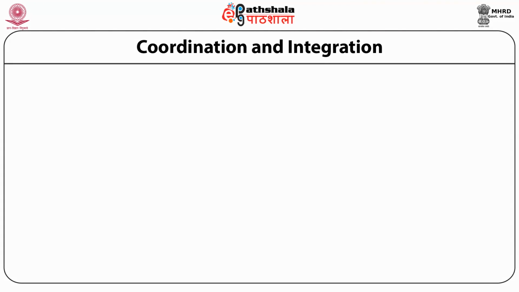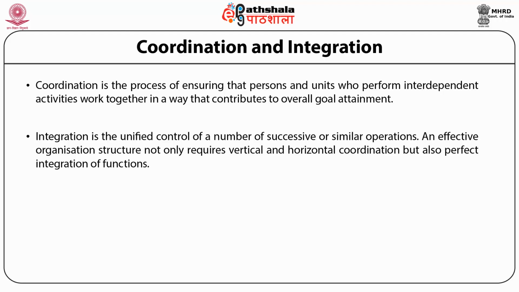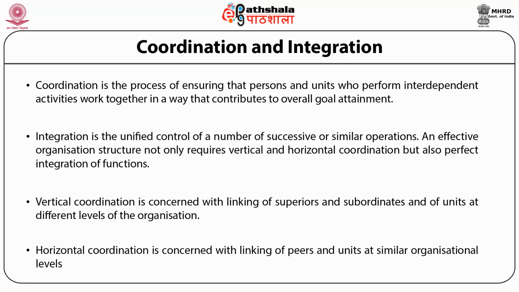Terms coordination and integration. You must know the difference between the two. What is coordination? It is the process of ensuring that persons and units who perform interdependent activities work together in a way that contributes to overall goal attainment. While integration is the unified control of a number of successive or similar operations, an effective organization structure not only requires vertical and horizontal coordination, but also perfect integration of functions. Vertical coordination is concerned with linking of superiors and subordinates of units at different levels of the organization. Horizontal coordination is concerned with linking of peers and units at similar organizational levels.